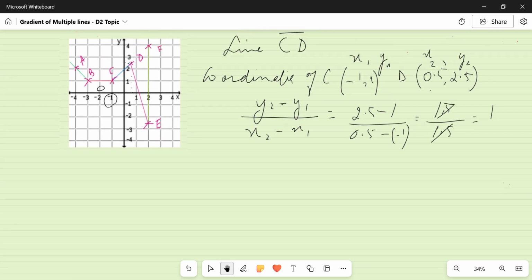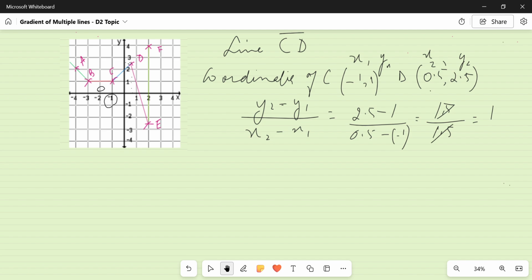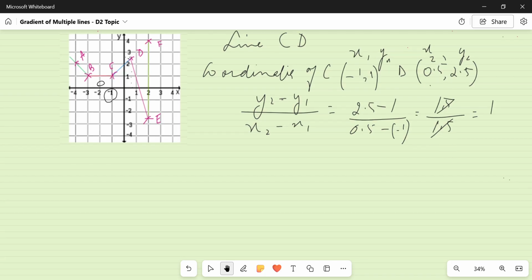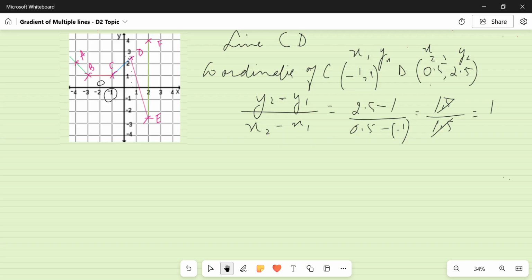Okay, now let's solve the next line, which is D and E. Though the line is going down, so the gradient should be negative. Okay. Students, can you solve D and E and write the answer in the comment? It's very easy because I have solved the gradient of line AB and the line CD. So now this is your task that you need to solve D and E, and do write the answers in the comment box and subscribe to my channel.